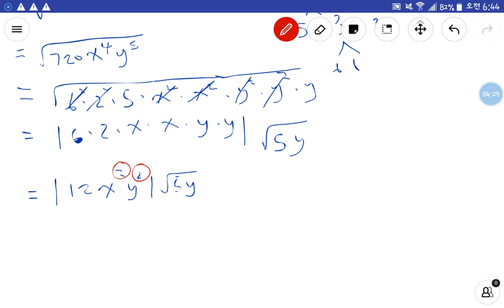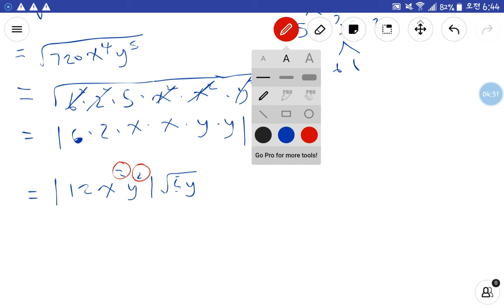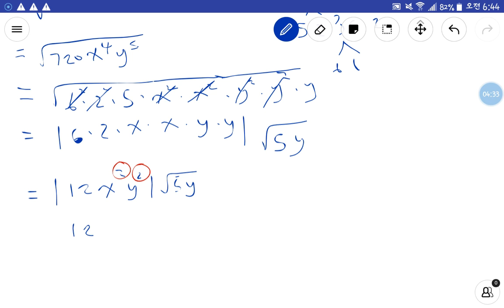And 12 as well. So I don't really need to put the absolute value anymore because all the values, 12, x squared and y squared, are already positive values. So you have to omit the absolute value this time. Now, put square root of 5y together. Alright, so that will be my simplest form.